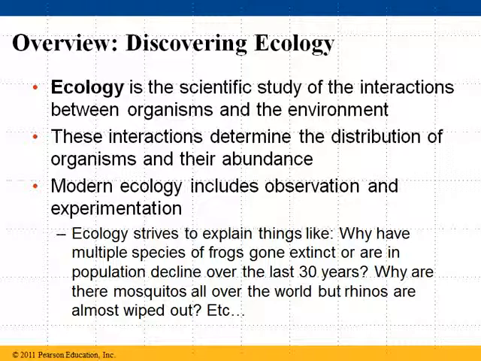Ecology really strives to help explain things like, why have multiple species of frogs suddenly gone extinct, or their populations seriously declined just in the last 30 years, since the 1980s? Why are there mosquitoes pretty much all over the world, but we are losing other species like rhinos? Why are they almost being wiped out? It's really a complex issue, this interplay of living creatures and the environment, and that's what ecology tries to learn about and study.